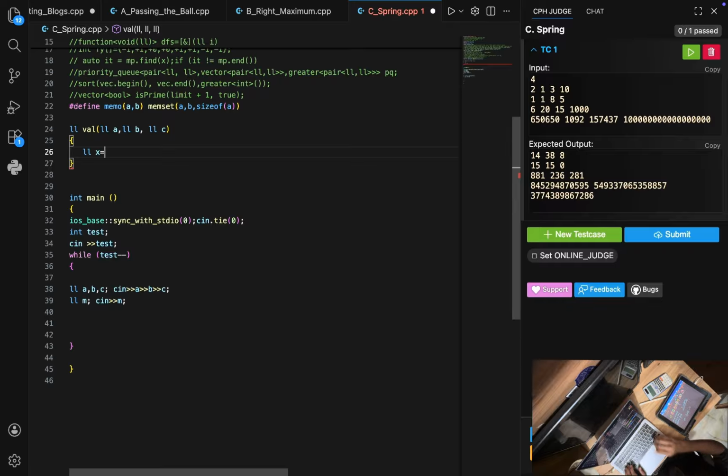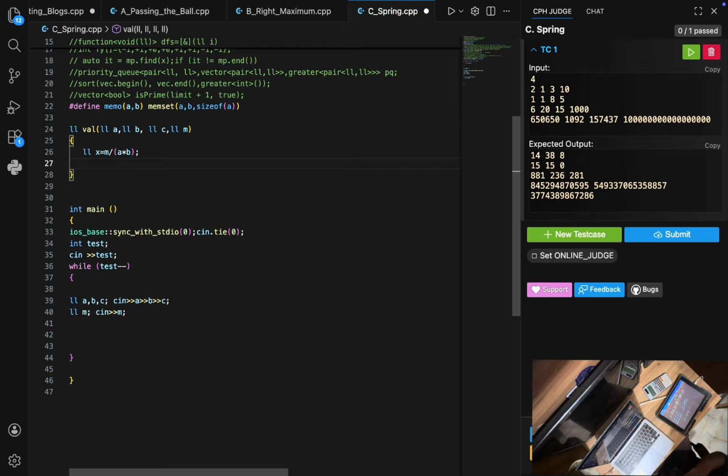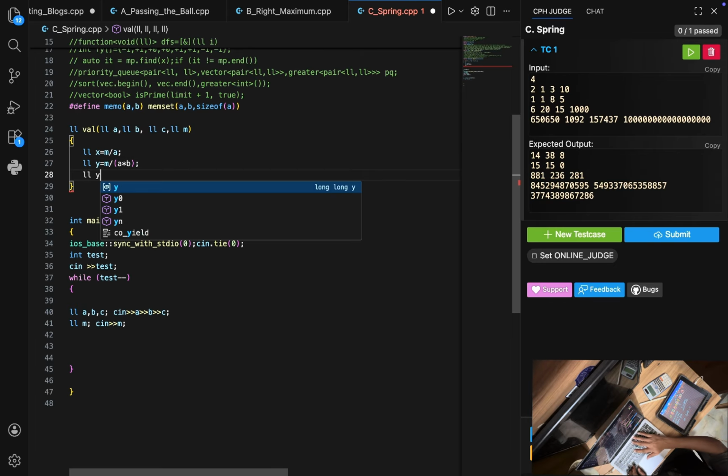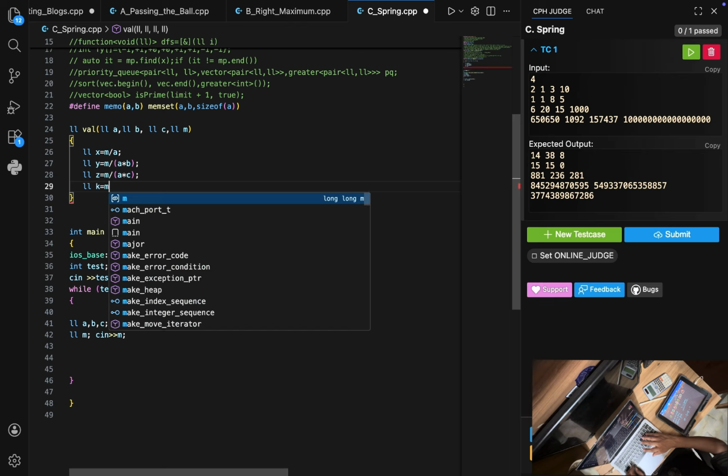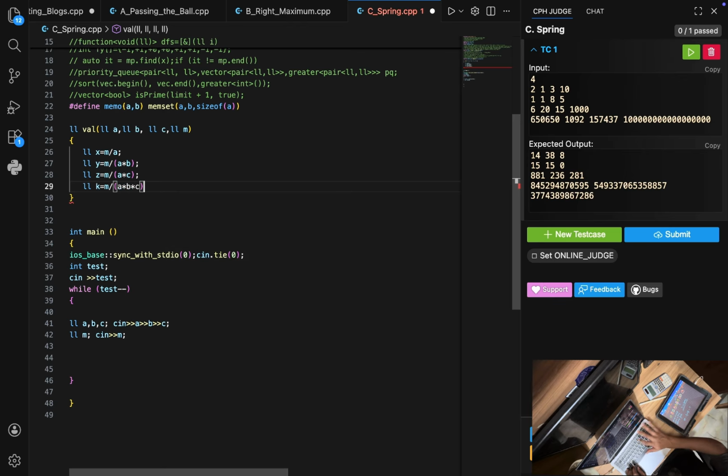X equal to... also I need m divided by A into B. X should be just A. Y equal to m divided by AB, Z equal to m divided by A into C, and K equal to m divided by A into B into C.